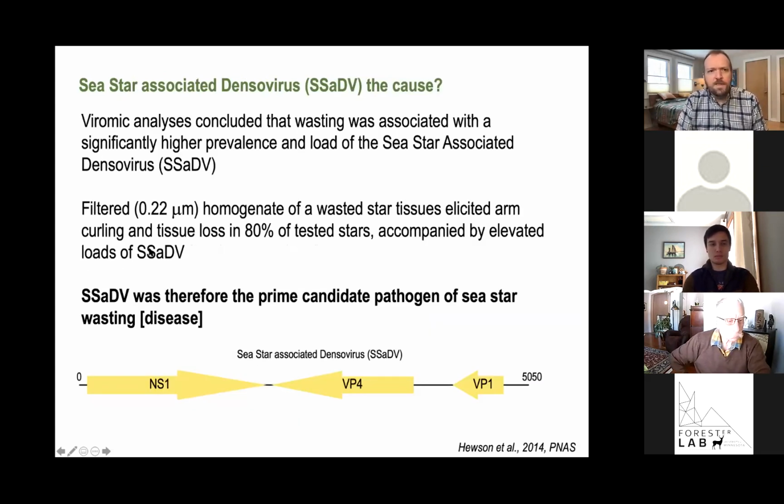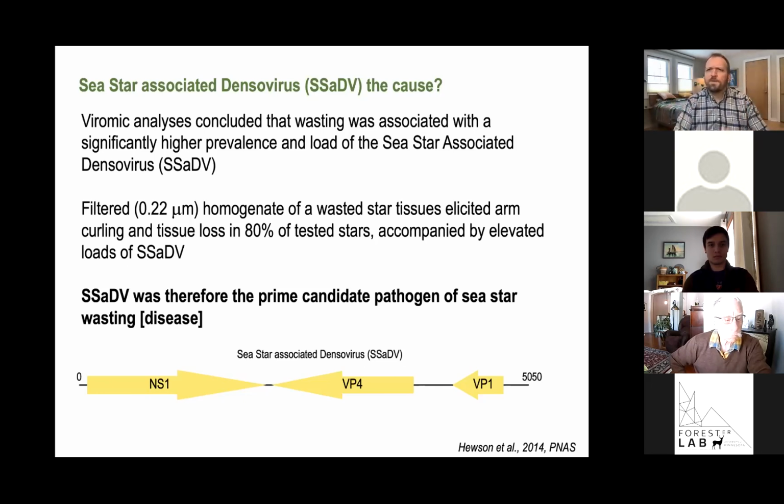In 2014, my lab performed a couple of comparative metagenomic surveys. Basically, we extracted all of the viruses from tissues of diseased and healthy specimens, and compared the types of viruses that were there. We found one type of virus, known as the sea star-associated densovirus, present more so in the diseased starfish than in the healthy starfish. It's a very simple virus, very short, only 5,000 nucleotides long. This group isn't known to cause disease in invertebrates at all, although they're found across a wide variety of crustaceans and insects.